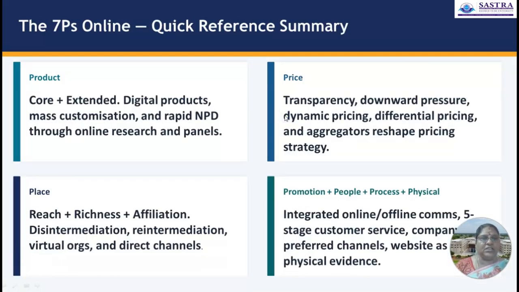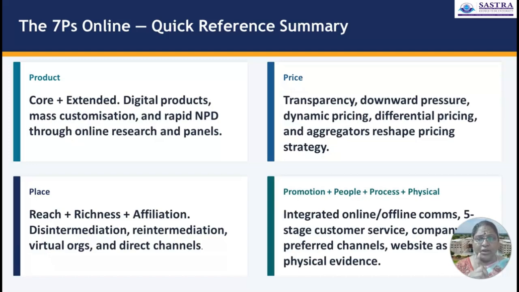The next one is the 7 P's online quick reference summary. With this, I think I can give you all the tips we have to improve, and how we have to think, as a new starter or a new digital marketer, about all these concepts and inculcate them in our business. Let me close the session with the complete 7 P's of digital marketing and a quick summary.